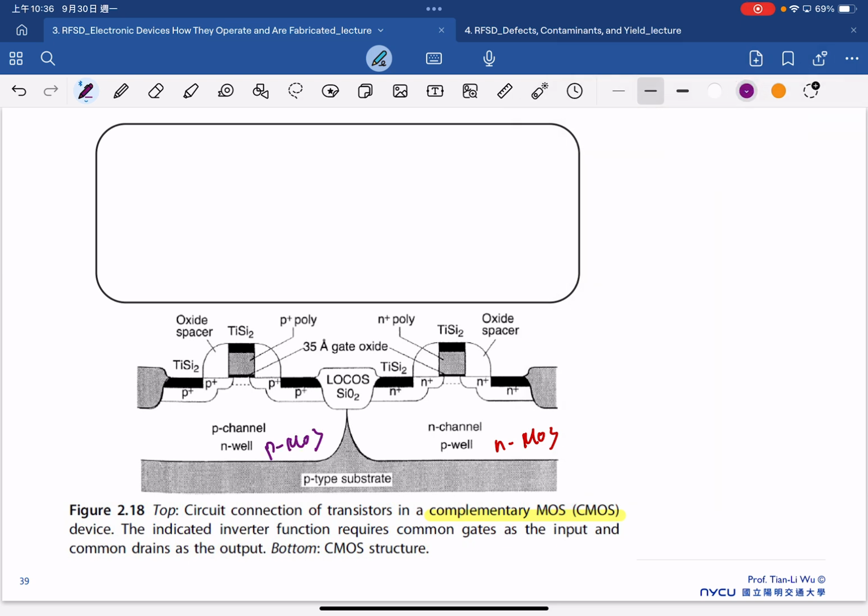The N MOSFET is where we apply the positive gate bias, and we will have the formation of electrons in the channel. On the other hand, the PMOS is where we apply the negative gate bias, and we will have the formation of holes in the channel here. And the purpose of having both NMOS and PMOS side by side together is because we want to build up the basic unit of a logic circuit, which looks like this.